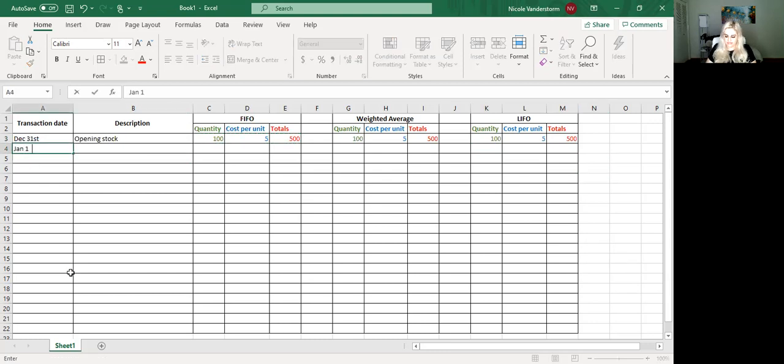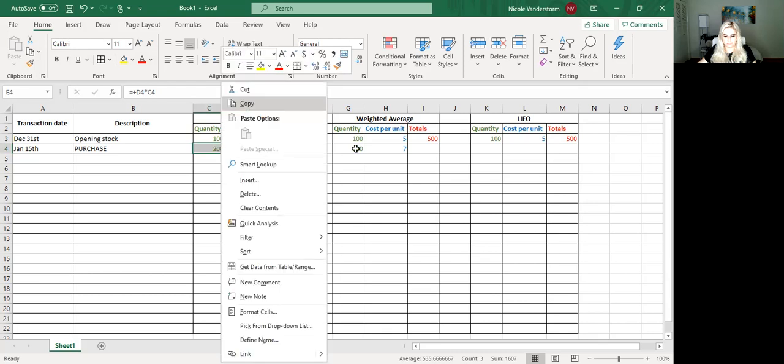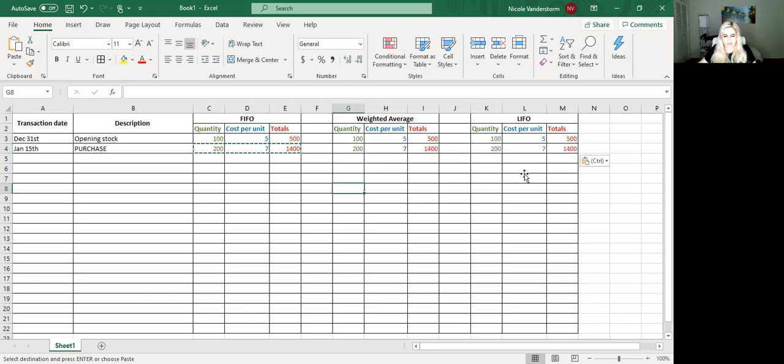Let's say that on January the 15th, we have a purchase of 200 units at $7 a unit. And your total for that is going to be D4 times C4. And I may as well just copy this equation right across. All right, folks. So now we know that after this purchase, we have 300 units. And the value, for all of them, after this purchasing transaction, is $1,900. We all know this because they're all having the exact same transaction.